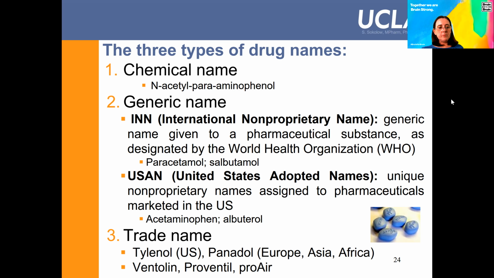If you look at the brand names, you see that for acetaminophen, there are different trade names. In the US, Tylenol. In Europe, Asia, and Africa, it's Panadol. So that's why, if you memorize the trade name and you have international patients who ask you about those medications through their brand name, you may not know what they are. And then albuterol is the active ingredient of Proventil, the drug that is used for asthma. And in Europe, the trade name is Ventolin.